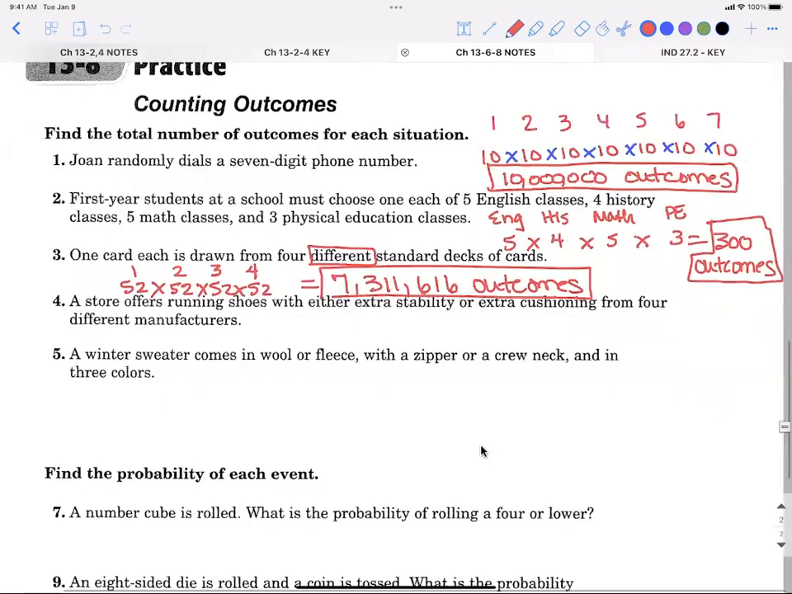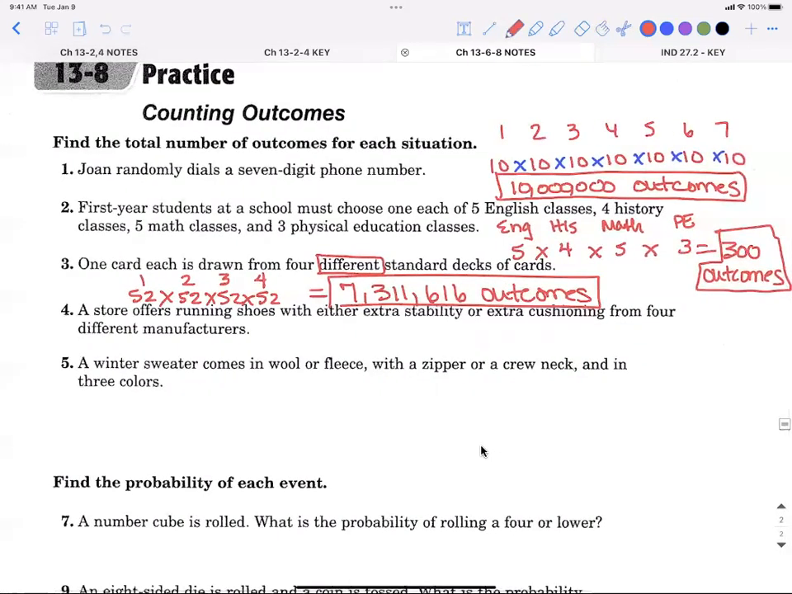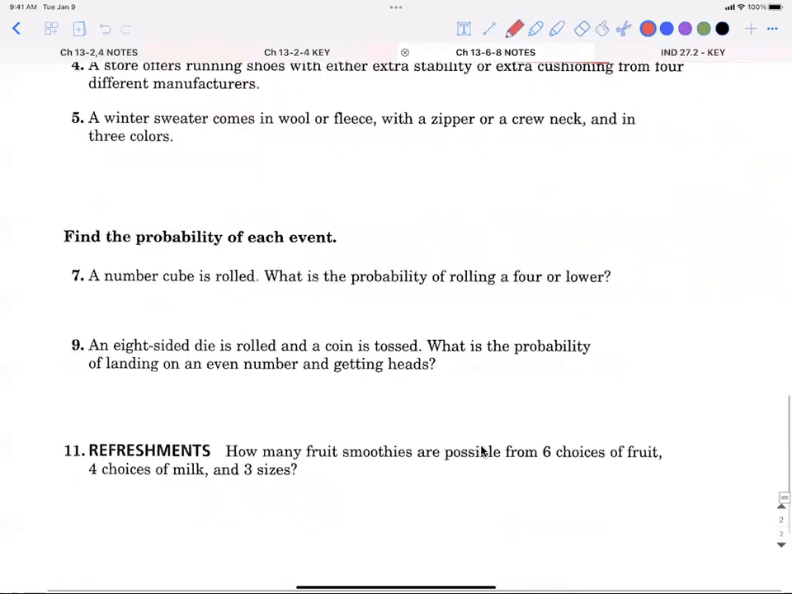All right. I'm going to skip numbers 4 and 5. We might come back to them, but I want to make sure we get a chance to do these multiple event ones. So a number cube is rolled. What is the probability of rolling 4 or lower? First of all, we need to know how many sides are there on a standard cube? 6. Now, what is the probability of rolling a 4 or lower, which means 4 can be part of it? Good, 4 out of 6. This is just a little bit of a review from yesterday. Reduce that to 2/3. There's our answer.